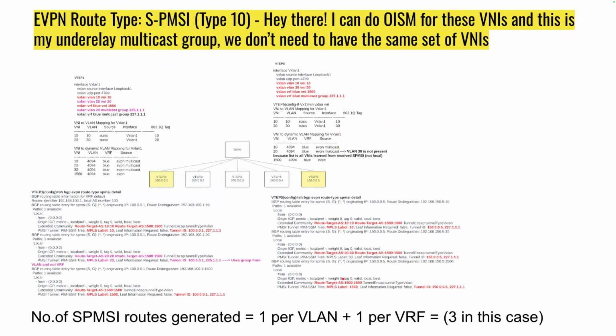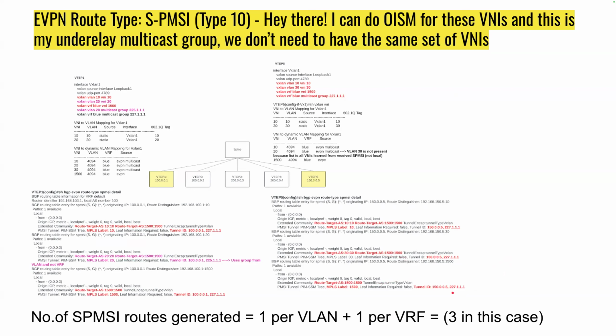And similarly, let's look at VLAN 30. So the MPLS label is 30 here. And again, we have L2 RT and L3 RT present in that. And the tunnel ID is again 227,111. And the third route that it generated is per VRF, where we see the MPLS label of that VRF. And the route target is just the L3 route target. And the tunnel ID is again 227,111.